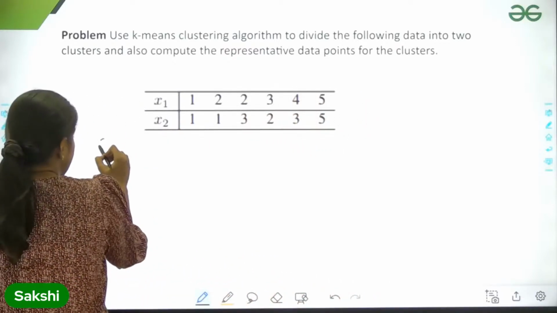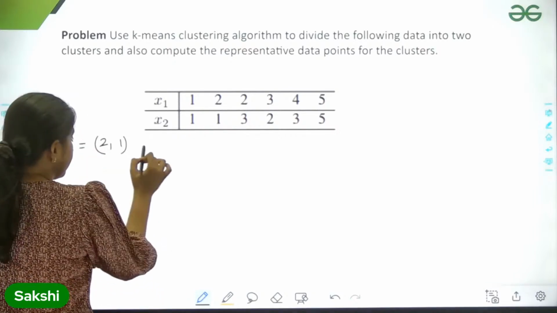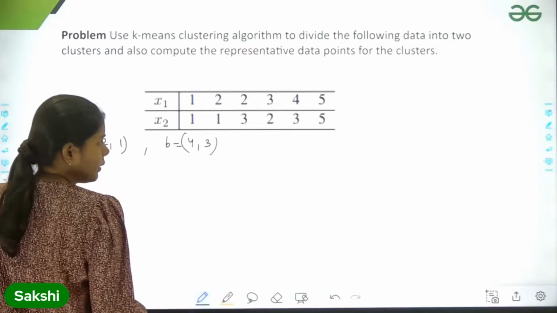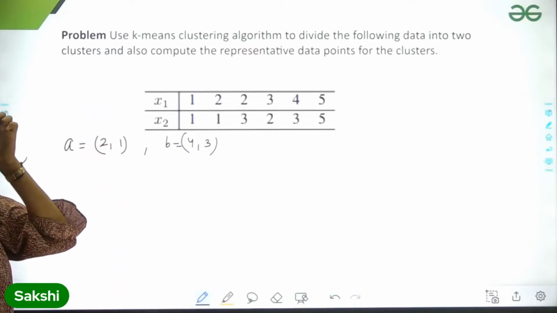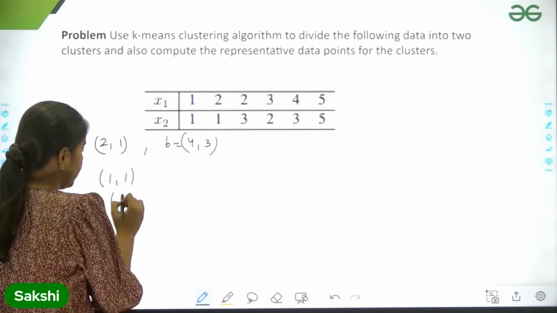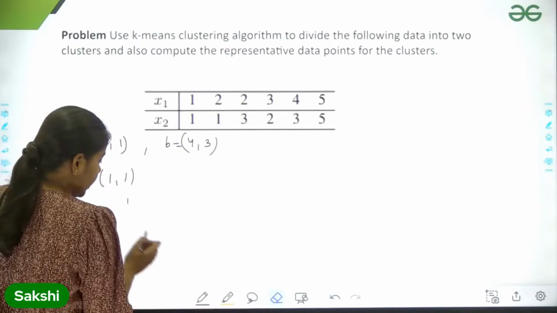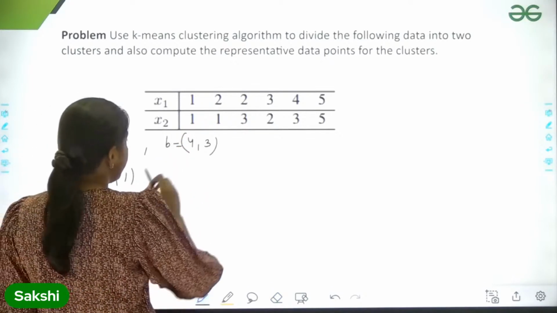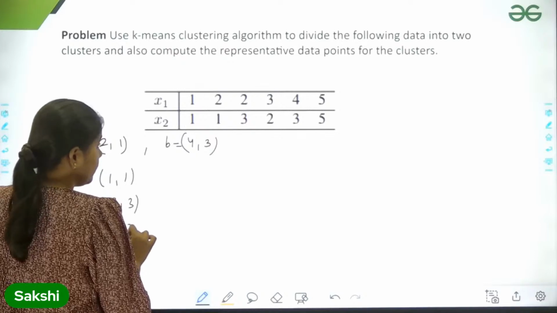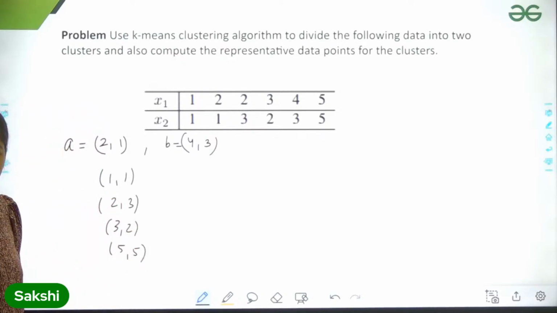So let's suppose first I am considering two clusters with the point 2 comma 1, that is my A, and 4 comma 3, that is my B. So I'm taking these 2 points as my initial clusters, right? I already have taken 2 comma 1 and 4 comma 3. So the remaining points are 1 comma 1, 2 comma 3, 3 comma 2 and 5 comma 5. So we are left with 4 points. We have to form clusters.